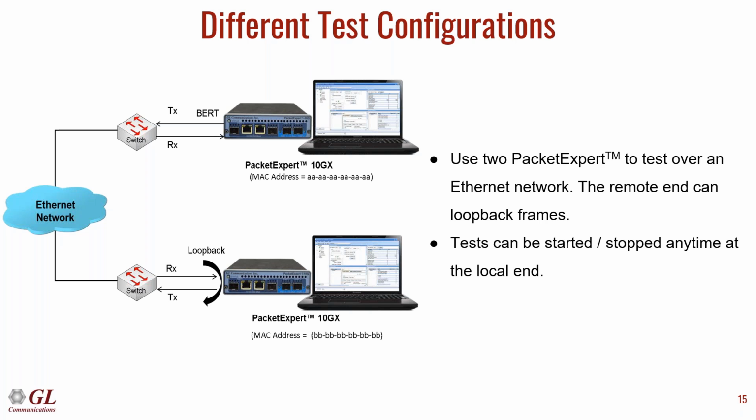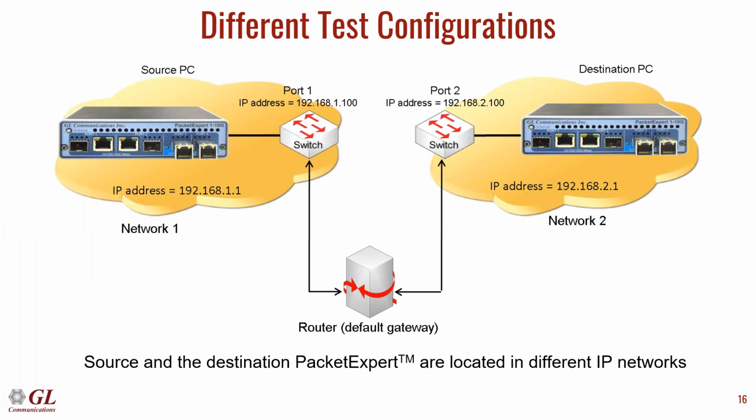Okay, so one more scenario is you can use PacketExpert to test between different IP networks. For example, here we are using it to test between two different subnets, which passes through switches and routers, and again you can do an end-to-end test, or you can do a test with a remote loopback. So you can assign IP addresses to each of these ports, and the PacketExpert user can define the various fields in the headers, including the IP address and the UDP ports, and PacketExpert generates the traffic accordingly.